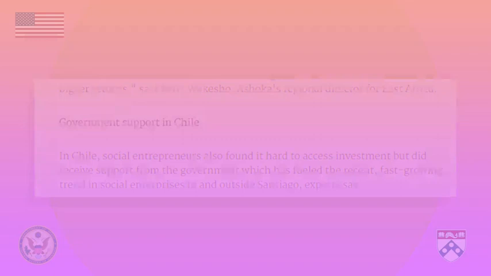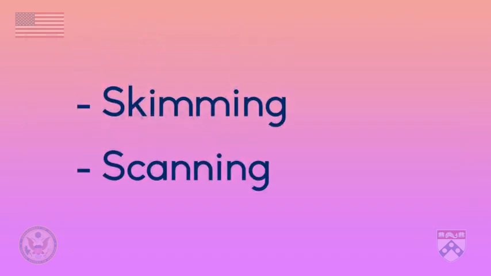To summarize, skimming and scanning are skills that can help you read quickly. We use skimming to find the main idea and scanning to look for specific information. Next, you'll play a game about skimming and scanning.